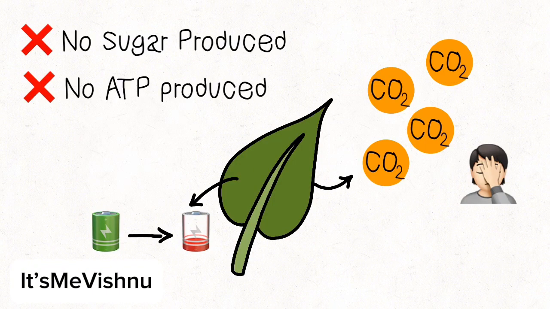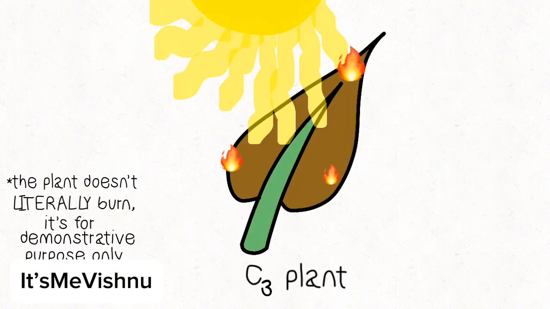This pathway is called photorespiration. And here's the bad news. In photorespiration, there's no sugar made, no ATP produced. In fact, the plant actually uses up energy and even releases carbon dioxide. For C3 plants, photorespiration is wasteful. It lowers efficiency, especially under bright light, high temperatures or water stress.